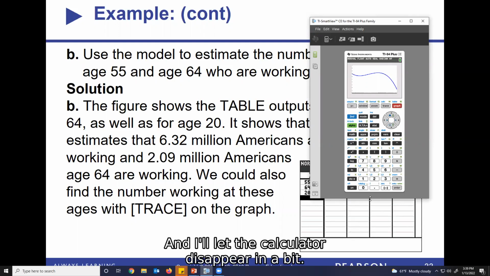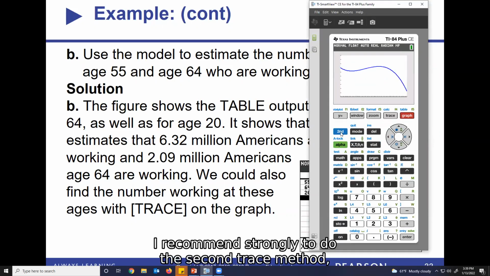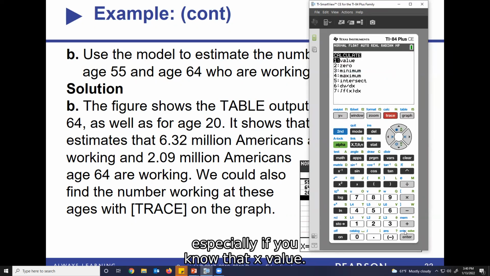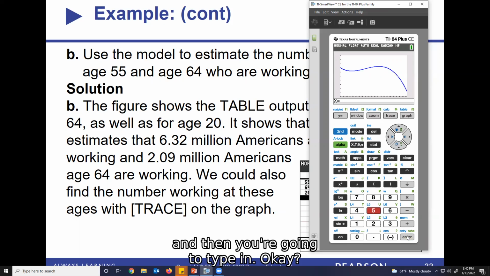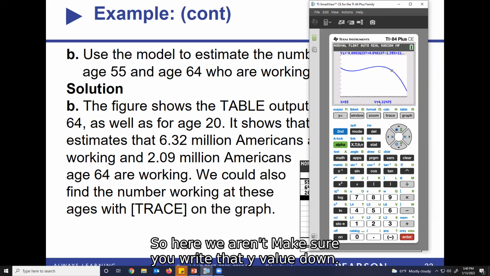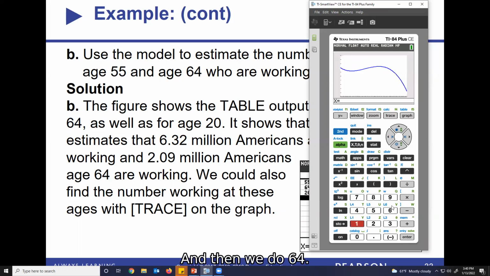I'll let the calculator disappear in a bit. But I strongly recommend the second trace method, especially if you know that X value. So basically second trace, choose number 1 for value, and then you're going to type in the age. Now you can repeat the process again. So here we are. Make sure you write that Y value down, and then second trace, again number 1, and then we do 64. Again, noting that Y value there.